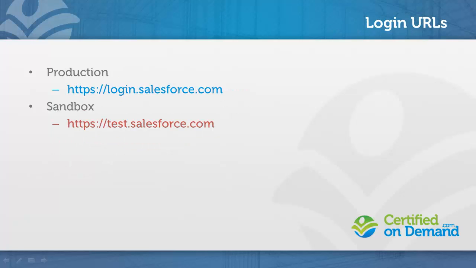Regardless of how you log into Salesforce, the login URL will determine which type of environment you're logging into. So if you're logging into a production environment, you need to use login.salesforce.com. If you're logging into a sandbox, you need to use test.salesforce.com.